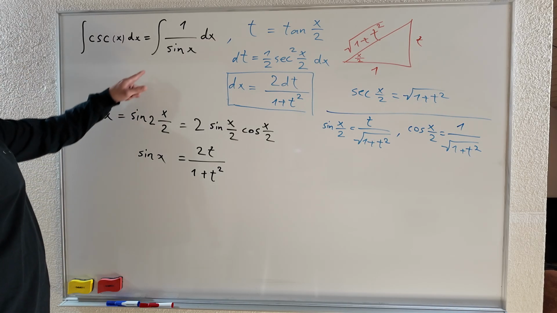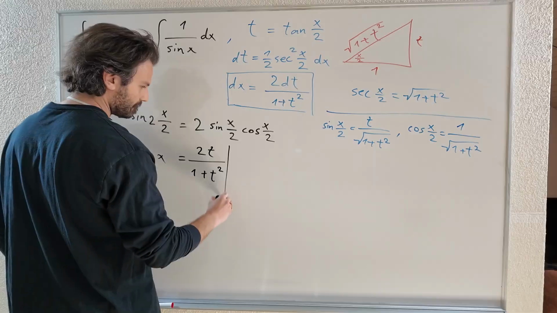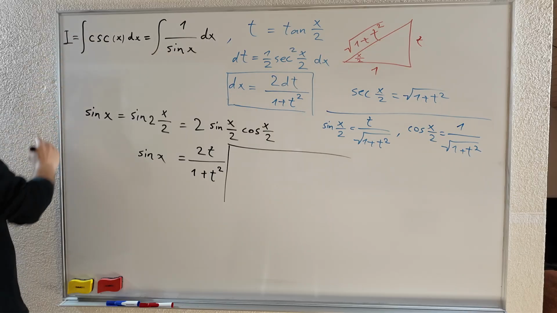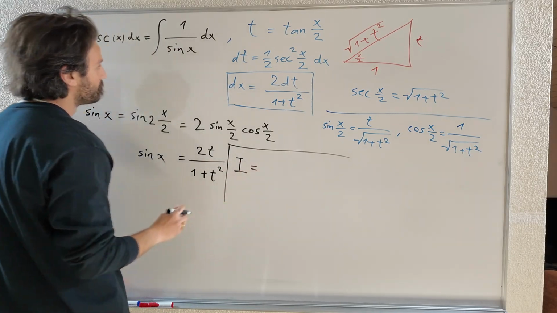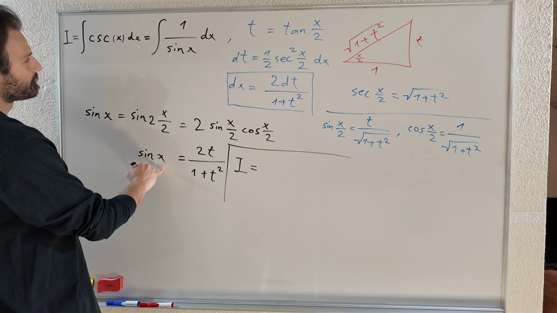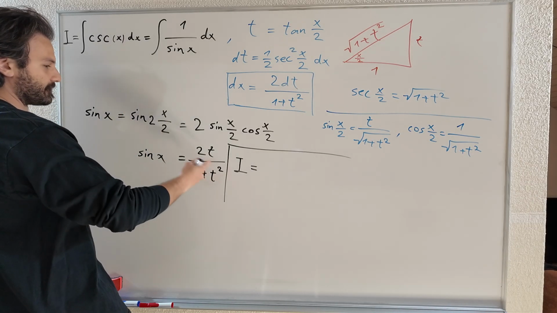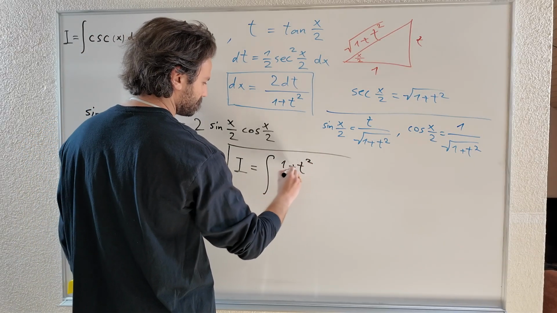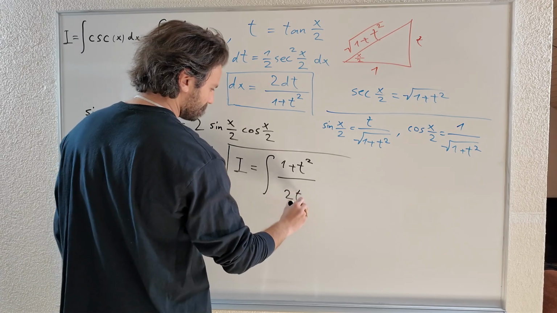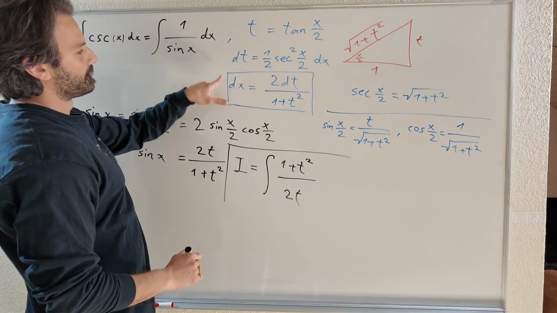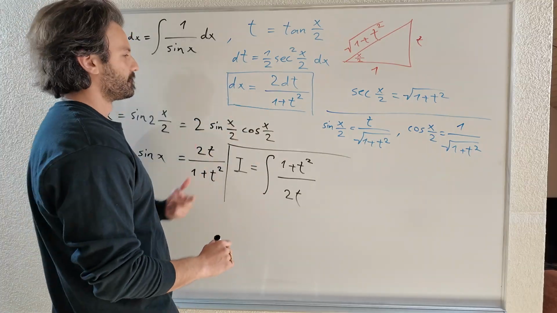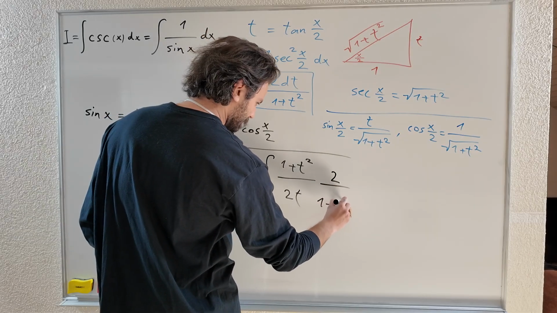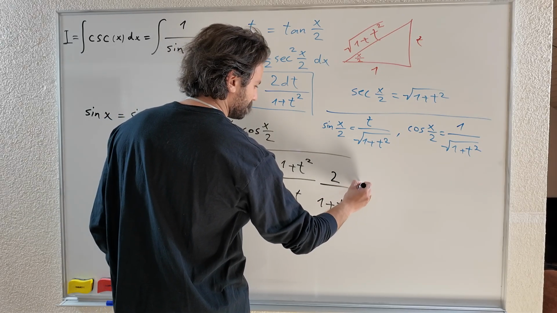Okay, now we can plug everything into the integral. So our initial integral, let's call this I. So I is equal to, now we have sine of x, and here we have the reciprocal of it, right? Then we can just flip this. Then we get 1 plus t squared divided by 2 times t. And for dx, we found out that this is 2 times dt divided by 1 plus t squared. So let's plug that in. We have 2 over 1 plus t squared, and here we have dt.